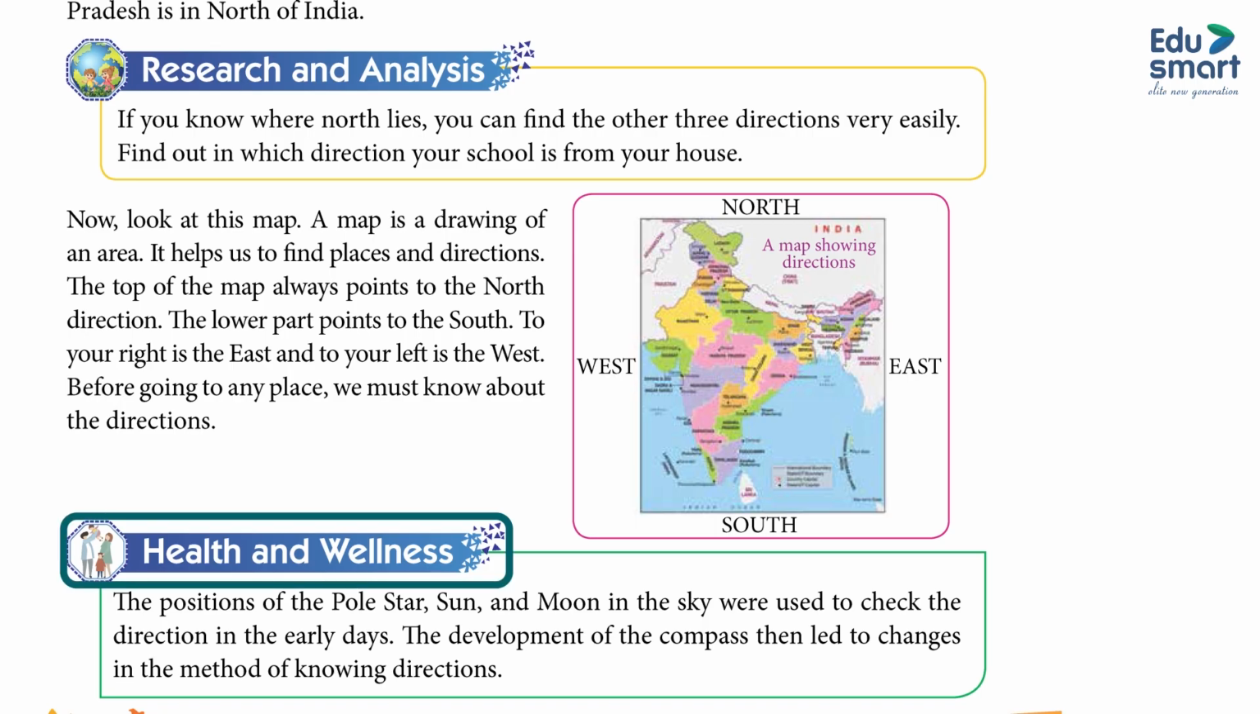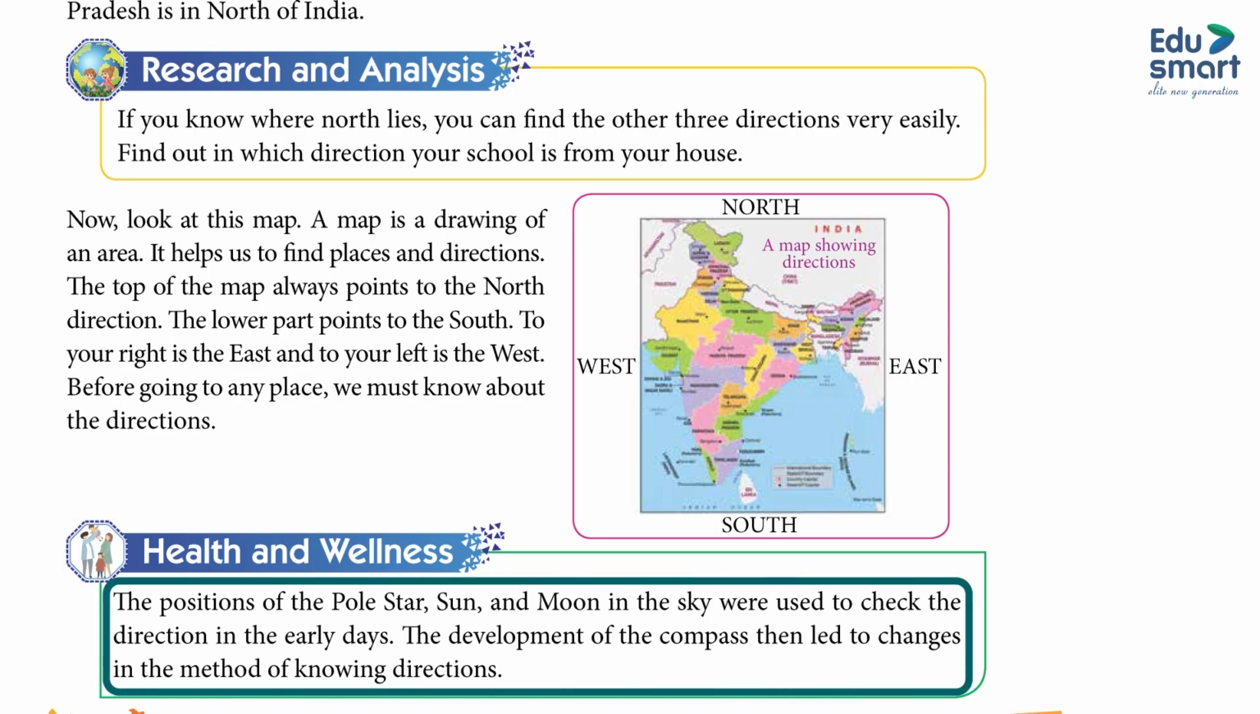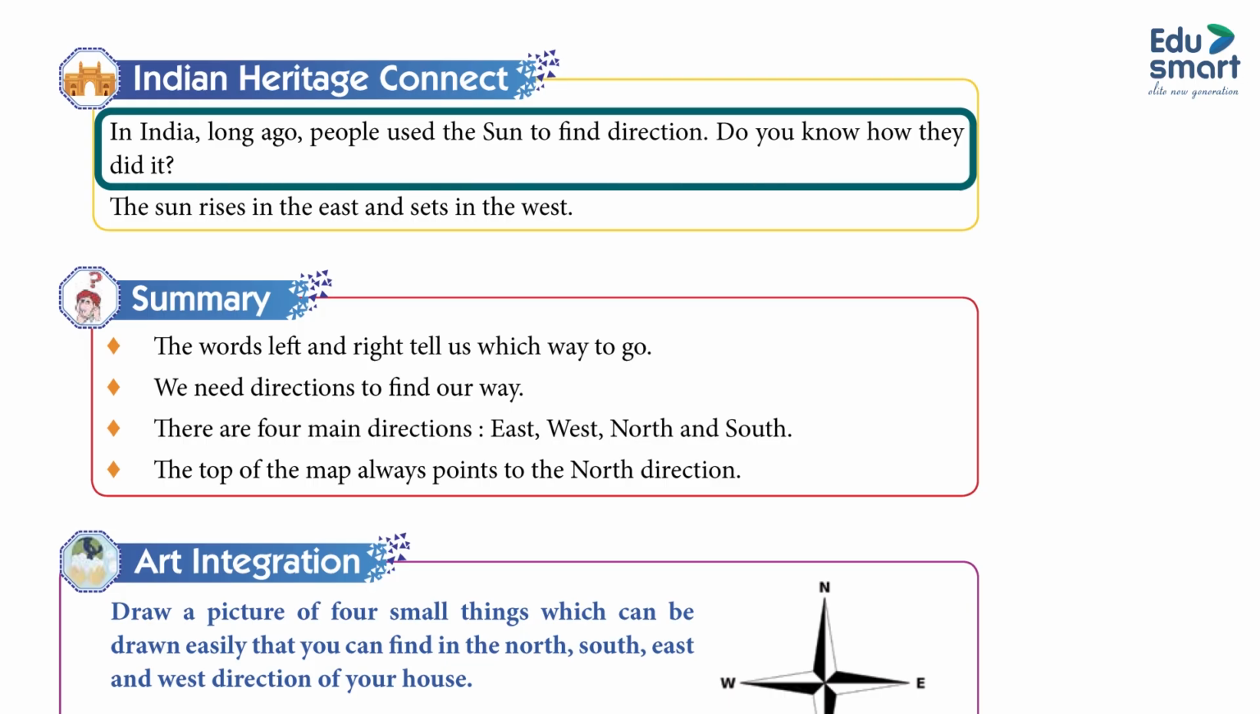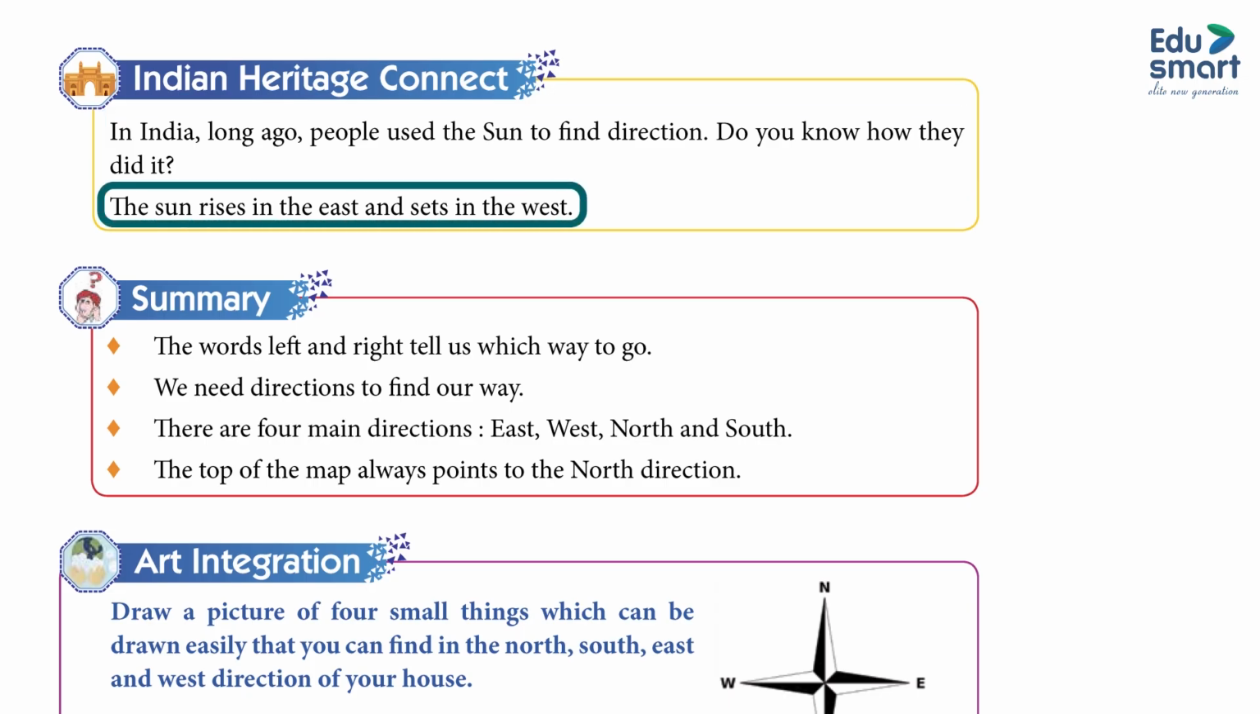Health and wellness. The positions of the pole star, sun and moon in the sky were used to check the direction in the earlier days. The development of the compass then led to changes in the method of knowing directions. Indian Heritage Connect. In India long ago, people used the sun to find direction. Do you know how they did it? The sun rises in the east and sets in the west.